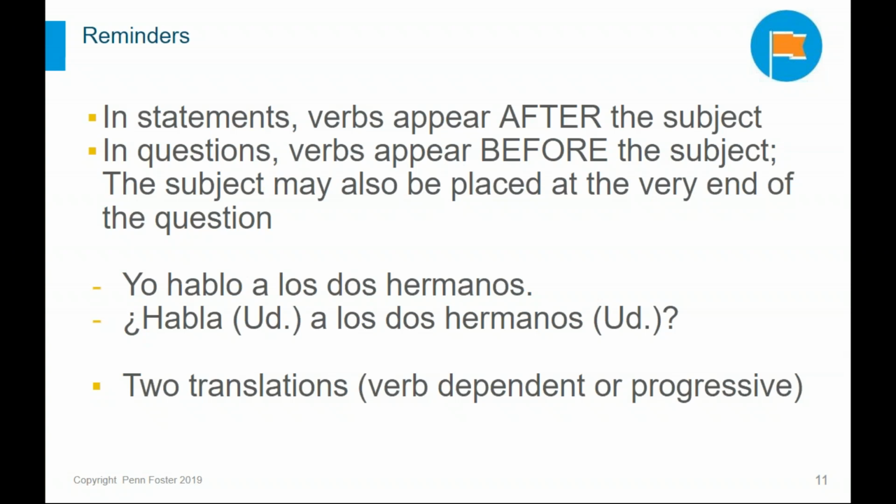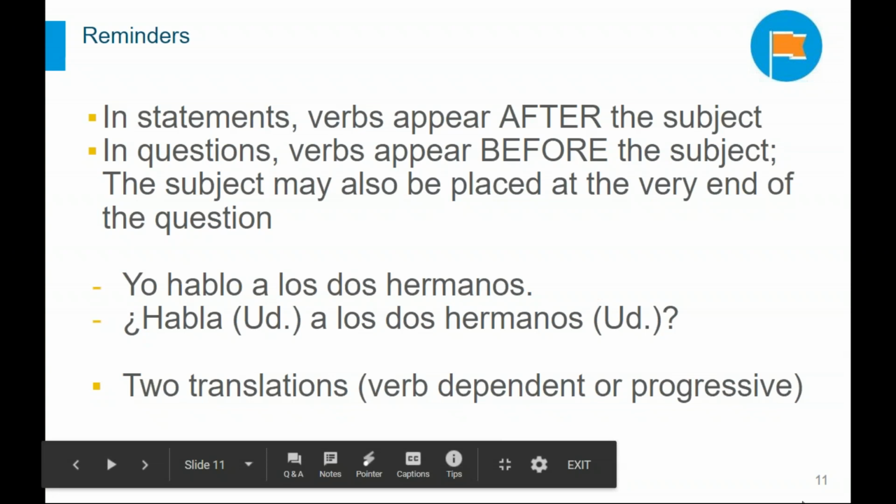Okay, so again, as we said on the previous slide, you could have two possible translations to these sentences or questions. I speak to the siblings, or I am speaking to the siblings. They both make sense. Or are you, the question is asking, are you speaking to the two siblings, or do you speak to the two siblings or brothers, either one. So both possible translations make sense in this context.